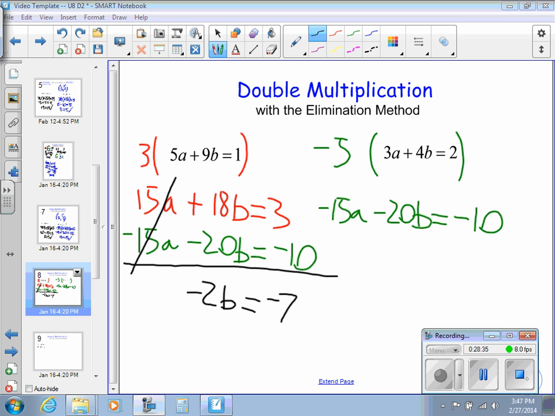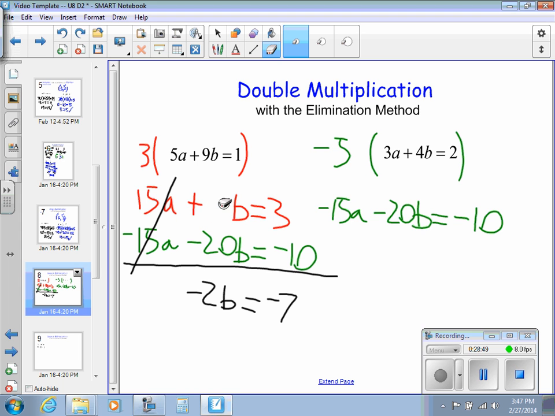I'm going to stop this right here. Okay, I found my mistake. 3 times 9 is not 18. Three times 9 is 27. So I have 27b here, which will make a difference in my answer. So let's take out this -2. And that should now be a +7.